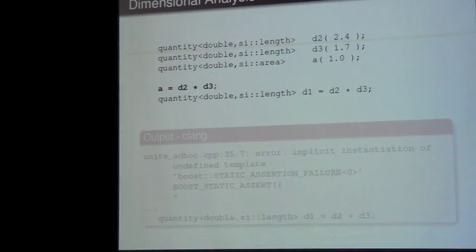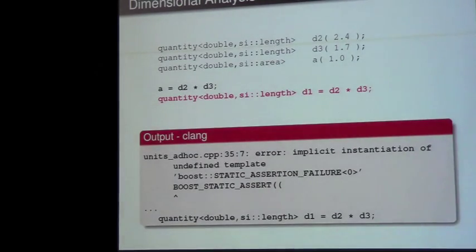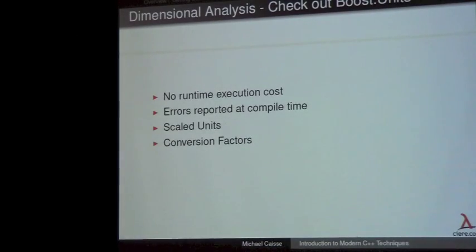All right. So now we try to multiply these. We get this. And if we were really nice and made this a boost static assert message, we could actually put a nice message in here. Again, no runtime execution cost. Errors are reported at compile time. Scaled units and conversion factors, all these things are in this boost units library. So if you're not already using it and you do something in your normal daily job that might require dimensional analysis, this is a great thing to use.